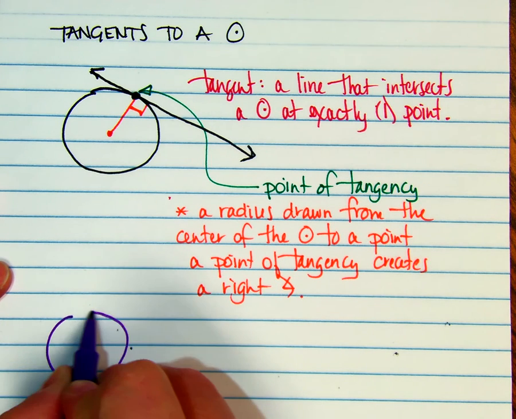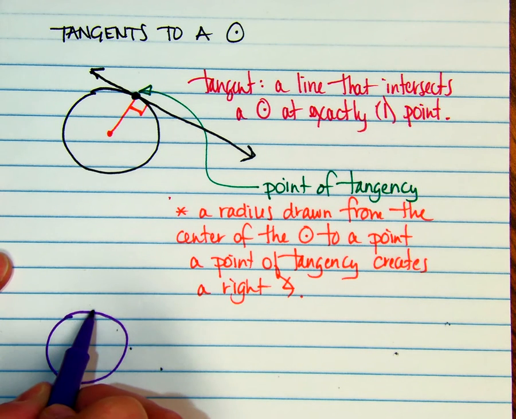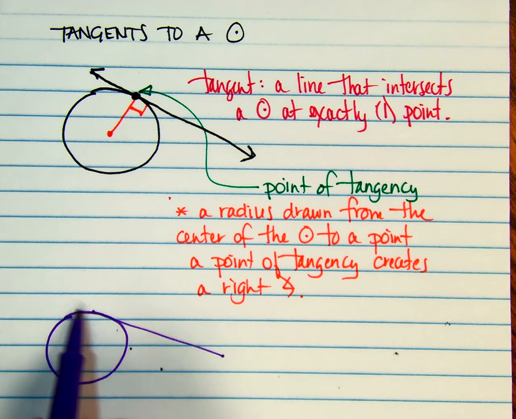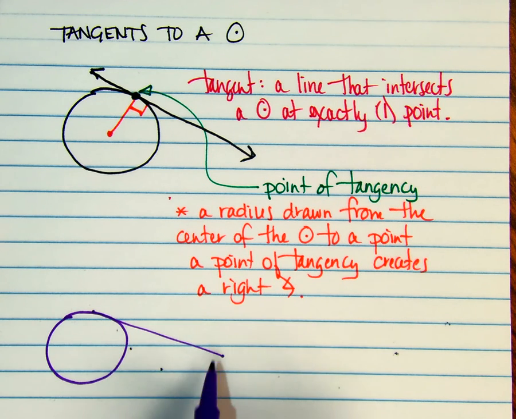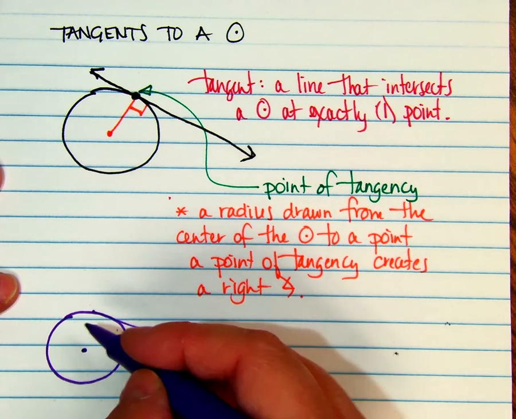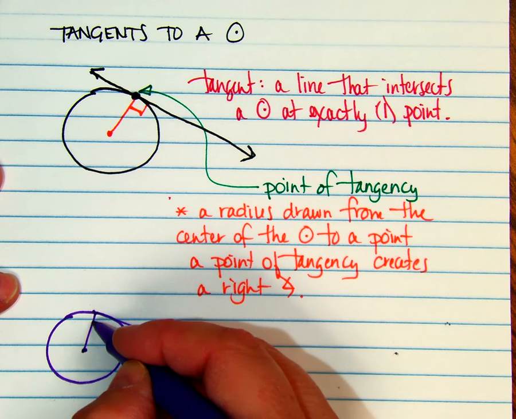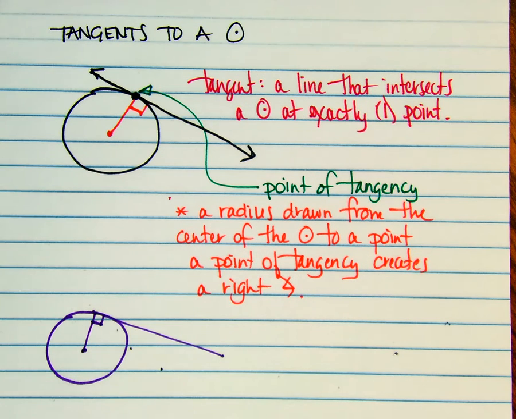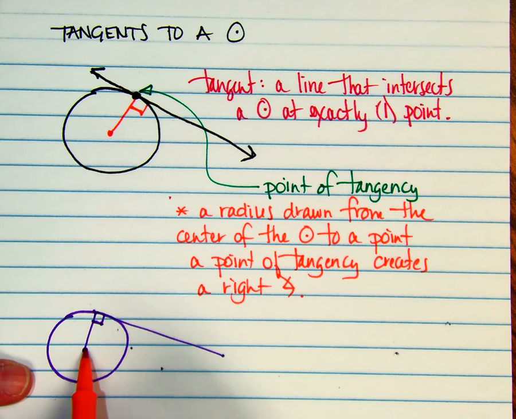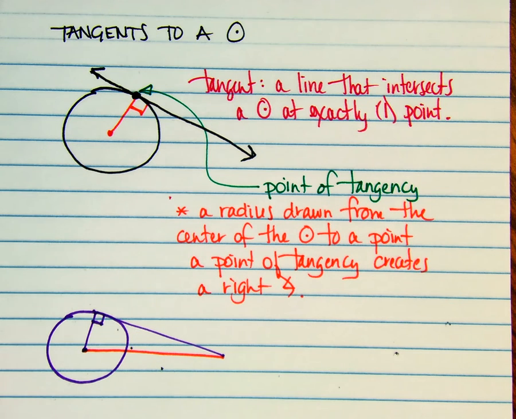you have a circle with a tangent. The tangent does not have to be a line. Remember, a line segment is a piece of a line. If I know that this is tangent and I draw my radius, I know that it's going to be perpendicular. So you're going to end up seeing a lot of right triangles.